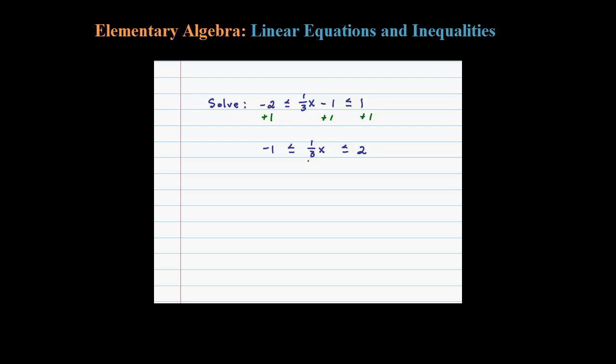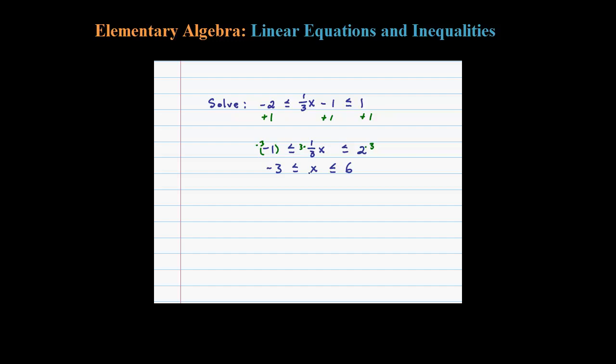Next, I can certainly divide everything by 1/3, but I'm going to choose to multiply by 3. Okay, when you do that, on this side you'll get a -3 less than or equal to, now 3 times 1/3 is just 1x. Got a little bit of a shortcut there. 2 times 3 is 6. So what this is telling me is that anything in between -3 and 6 should solve the original inequality.